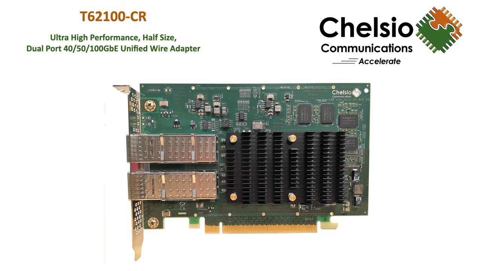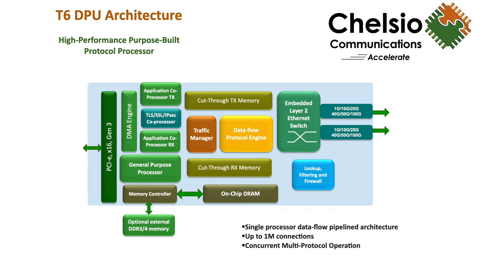For this webinar, we will be using this card, the T62100CR. This card supports two 100 gig ports. The heart of the adapter lies underneath the heatsink, namely the T6 ASIC. The T6 is our 6th generation custom designed ASIC. The T6 is a high performance, purpose built protocol processor.